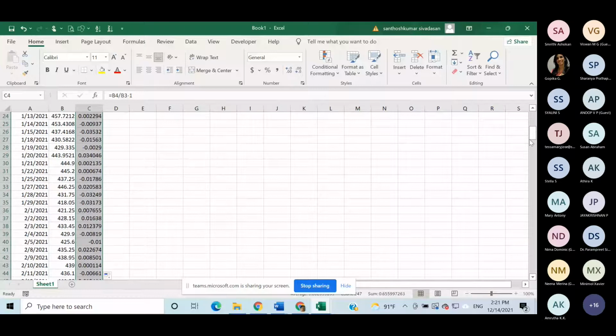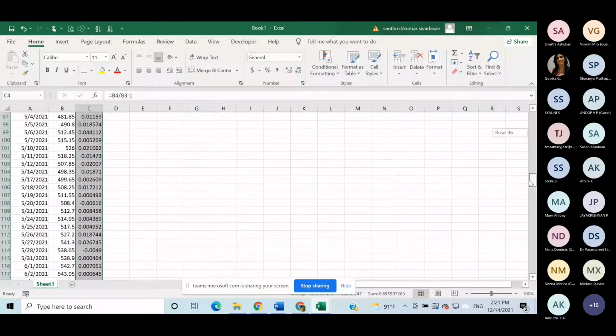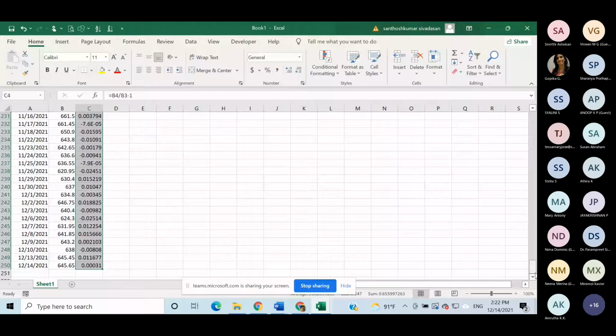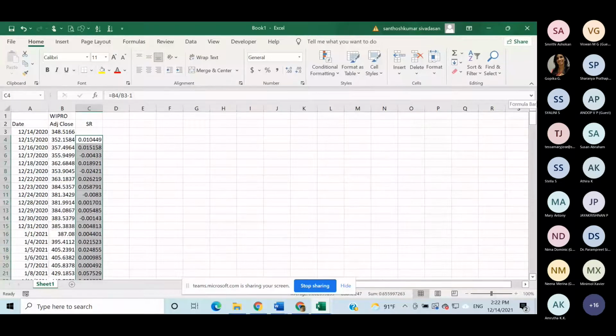How many days data here? Any of the participants? 1 year data, sir. How many days data here? 250 days. It starts from 3, so there are 248 data points, right? Yes. So we got the simple return, right?